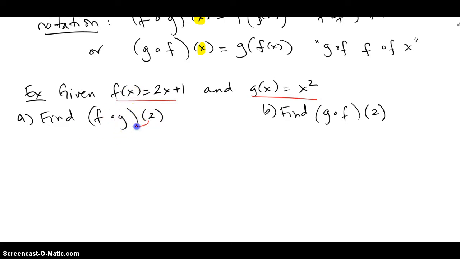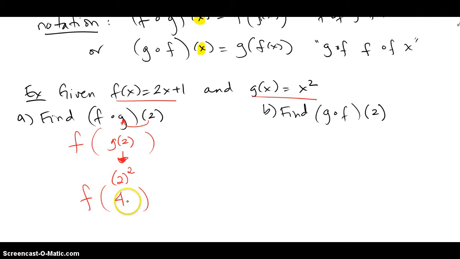So notice 2 is closest to g. G is going to grab 2. You want to find that first. And then f is going to come and grab whatever that result is going to end up being. So first thing you want to do is find g of 2, which is not a new problem. You've done this before. You just put 2 inside of your g function. So 2 squared, which is 4. This is the output that f is waiting to grab. So now you're looking at f of 4.